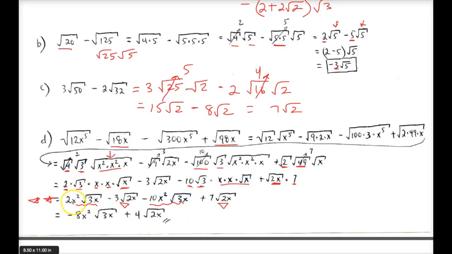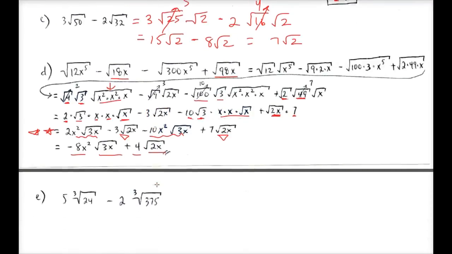And so here we have 2x squared minus 10x squared gives us a negative 8x squared, square root of 3x. And then we have a negative 3 plus a positive 7, which is a positive 4 times square root of 2x. So I know that one was a little more involved, but as you see, if you take it step by step, they're pretty easy to do.